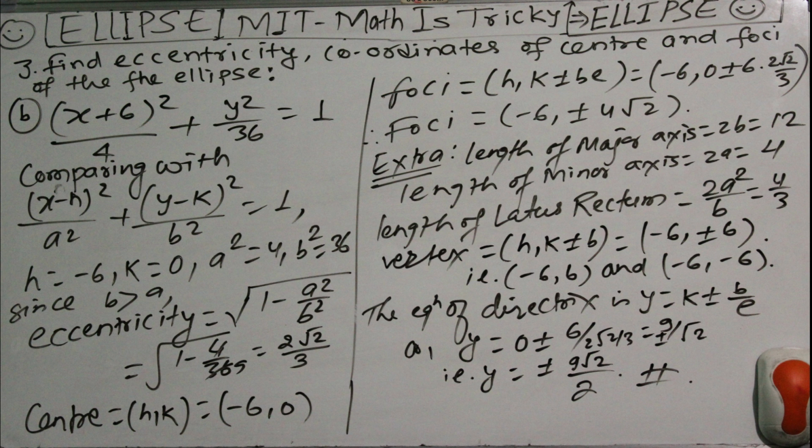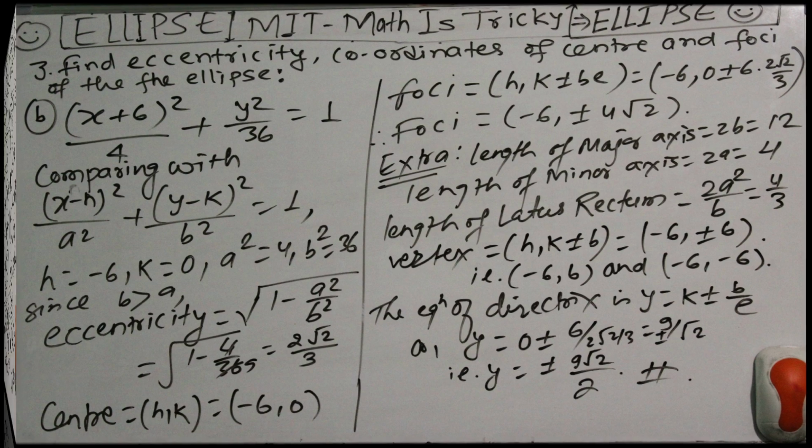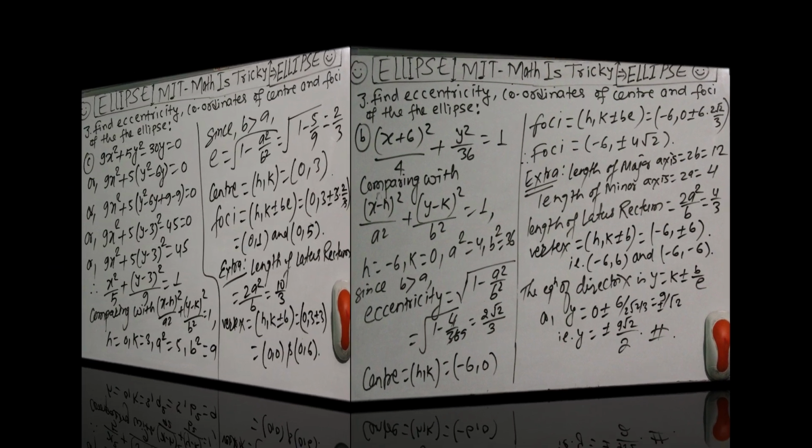Equation of directrix will be y equals k plus minus b by e, that is substituting the values of h, b, e and k, we'll get the equation of directrix as y equals plus minus 9 root 2 by 2. This is the solution for question number 3b. Now question number 3c is there.